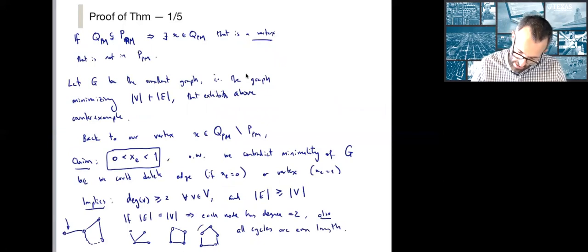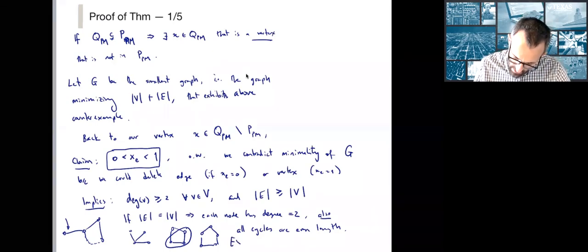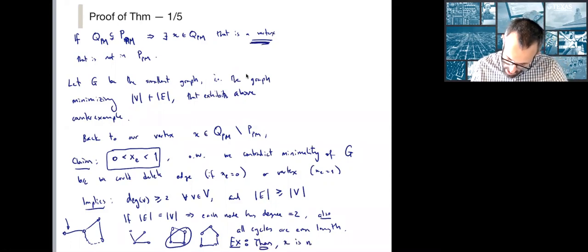Because indeed, for an even cycle, if I take any odd subset, then it does satisfy this. There's at least one edge coming into those 3 nodes from the outside. So I'll leave this as an exercise for you. If this is the case, then this violates the assumption that x is an extreme point. X is not, contrary to assumption, an extreme point, and that would be a contradiction.